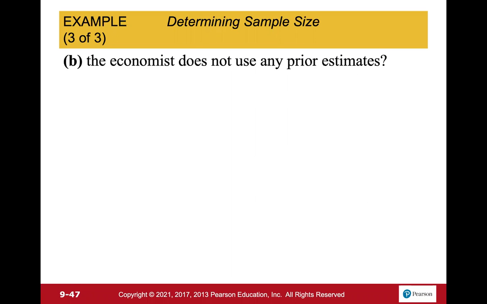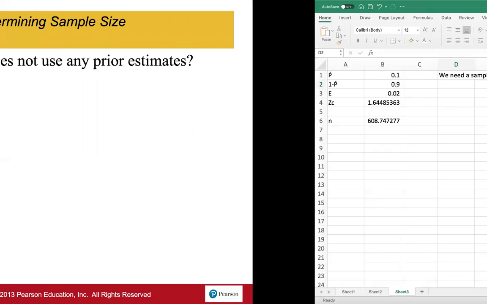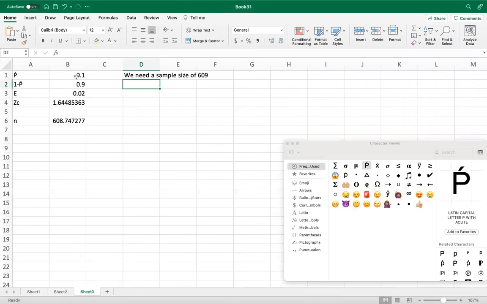B, the economist does not use any prior estimates. So if he doesn't have any prior estimates, that means that this is going to change right here. So instead of this being 0.1, this is going to be 0.5. And that changes p hat. It changes 1 minus p hat. Doesn't change any of this, but it does change our sample size.